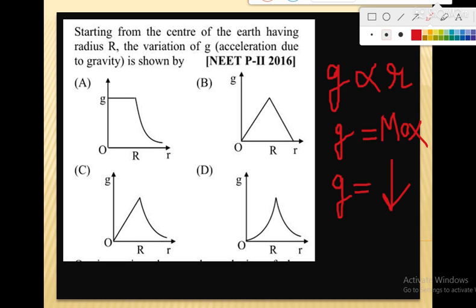So I hope graph number C will be the right answer. Firstly, g will increase directly proportional to R. After that it has a constant value at the earth surface, and after the earth surface it will gradually decrease with respect to distance. So this will be the graph. I think option number C will be the exact answer for this graph question.